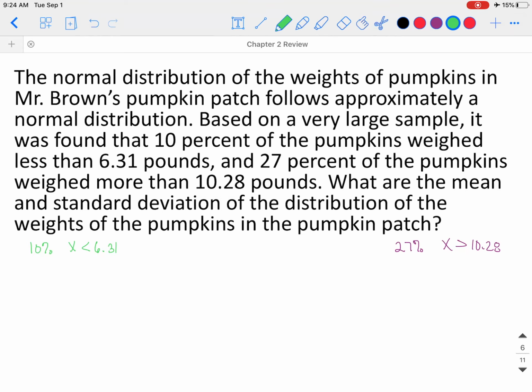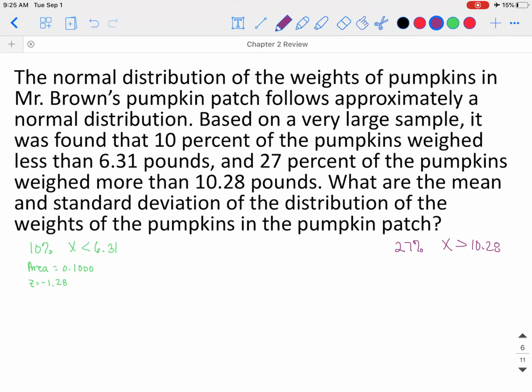We need to find the mean and standard deviation of pumpkins in the pumpkin patch. So the first thing we need to do is find this as an area. Remember, the areas are talking about less than the value. So on this one, we have an area of 0.1000. If we look at your table, we're not going to find 0.1000 exactly, but we can find the closest one, and that is going to be a z value of negative 1.28.